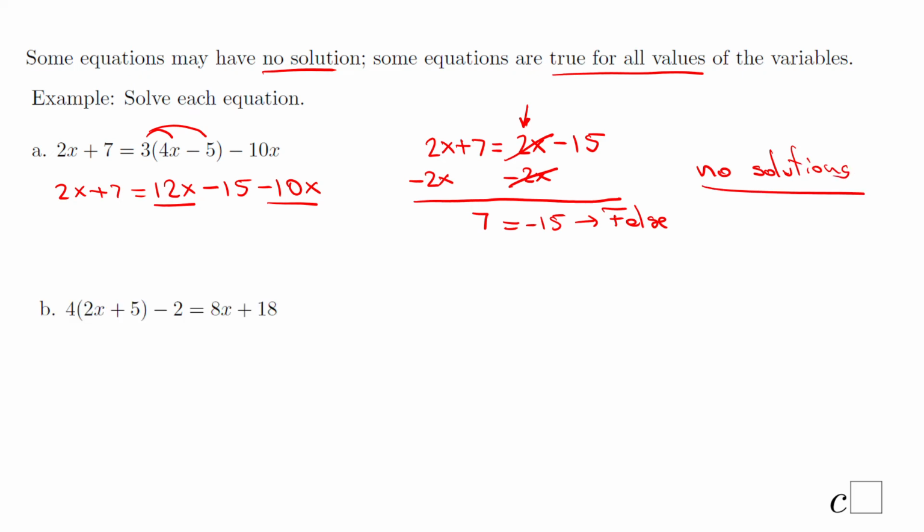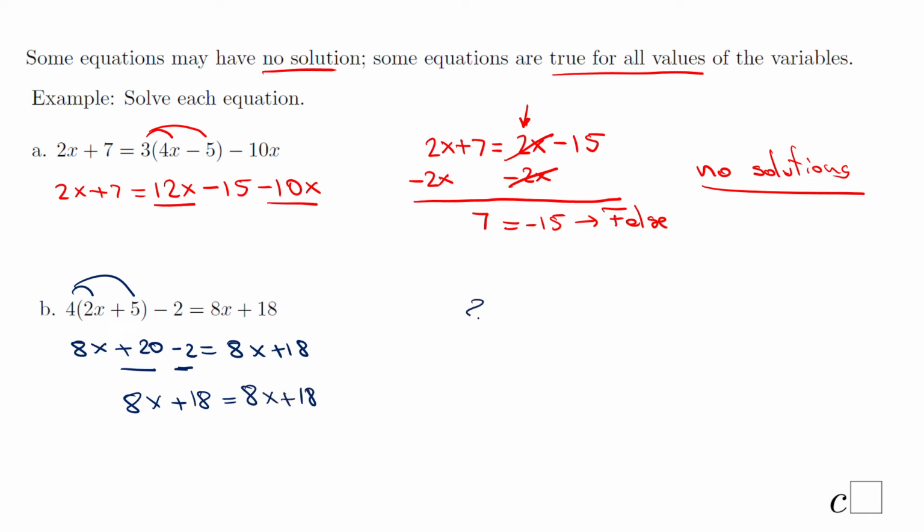Let's take a look at B. B, similar to A, we're going to use the distributive property. We have 4 times 2x, it's 8x. 4 times 5, it's 20. Minus 2 equals 8x plus 18. And we notice here on the left side we have the plus 20 minus 2. So we have 8x plus 18 equals 8x plus 18. And some of you may look here and say that is interesting. I do agree with that. We get the same thing on the left side and the same thing on the right side.